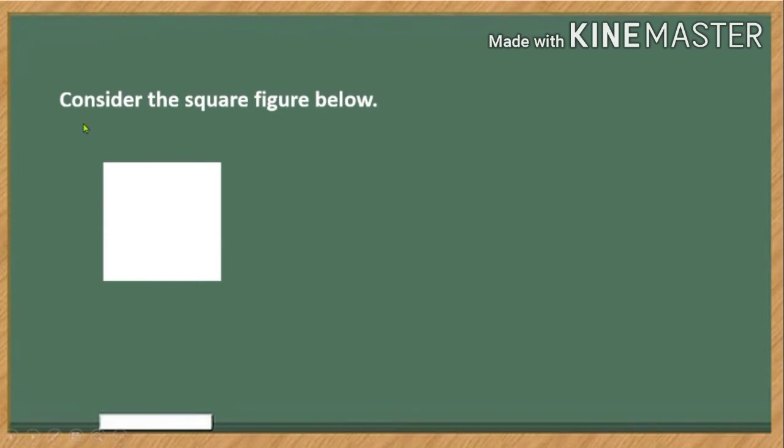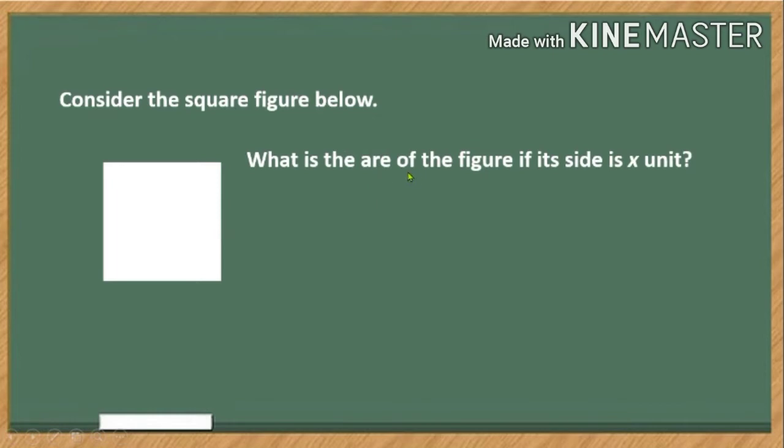So we have here, let's consider the square figure below. What is the area of the figure if its side is x unit? Let us see. The side of this square figure is x unit.